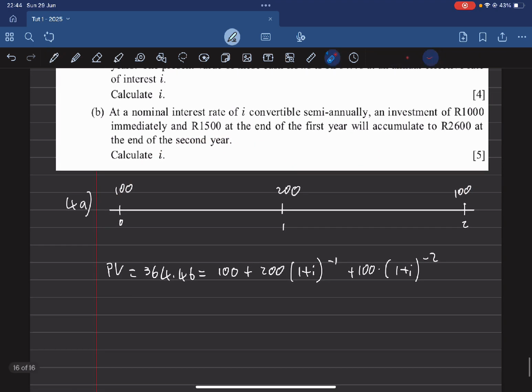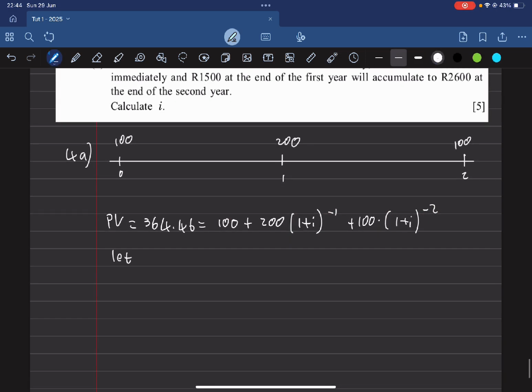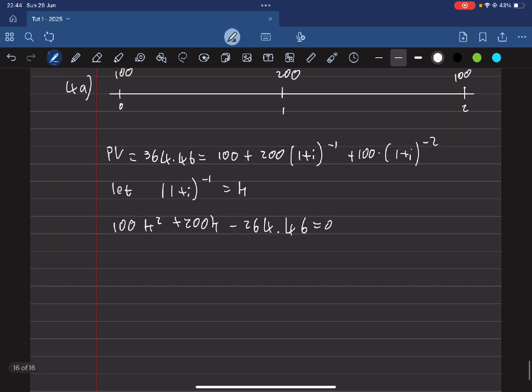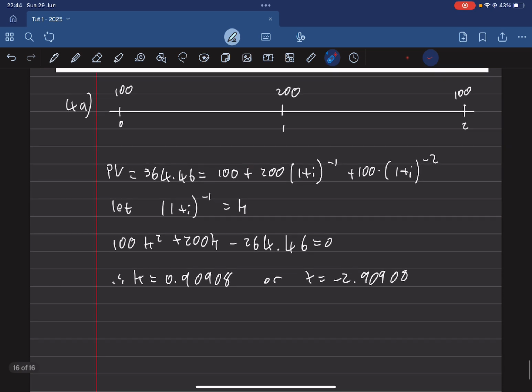So this kind of looks like a quadratic to me. If you set something to the 2, something to the 1, it's kind of like a quadratic. So I'm going to say let 1 plus i to the -1 equal k. So we're going to get 100k squared plus 200k, and then if we move this across, minus 264.46 equals 0. Cool. So now you can use the quadratic formula to get k equal to 0.90908, or k equals negative 2.90908.